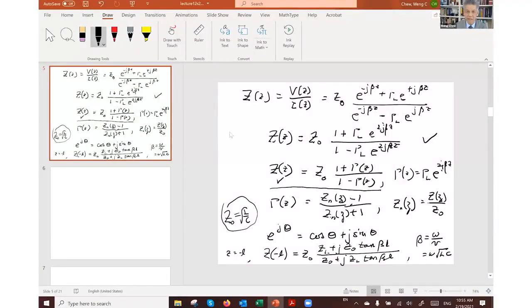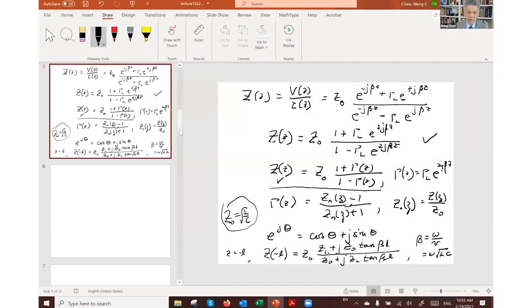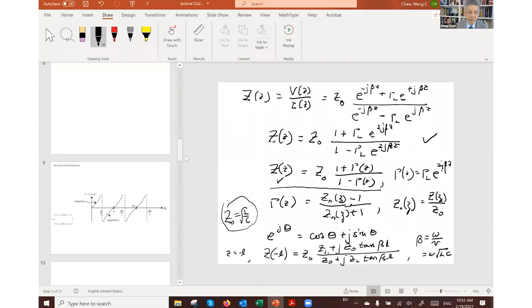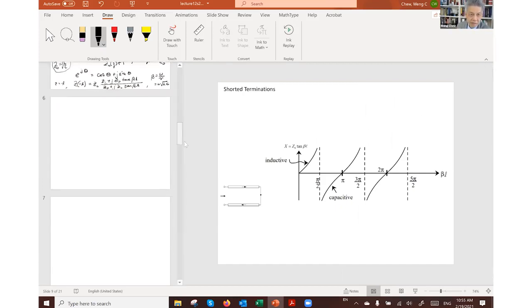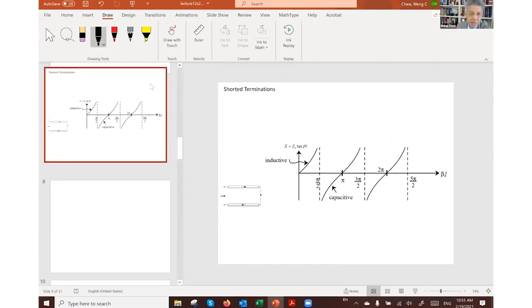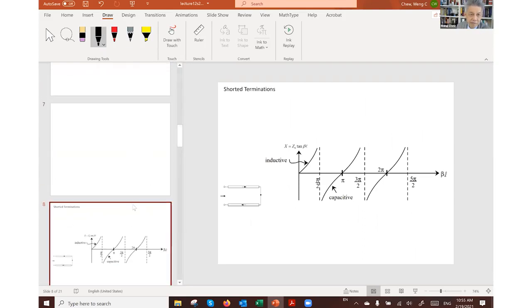And the next topic I'd like to talk about is when you have a shorted termination. That is, if you take the transmission line, instead of putting a load at the other end of the transmission line, you put a short. And this has many engineering applications. If you do that, let me move this slide up so that it will be next to the previous slide.